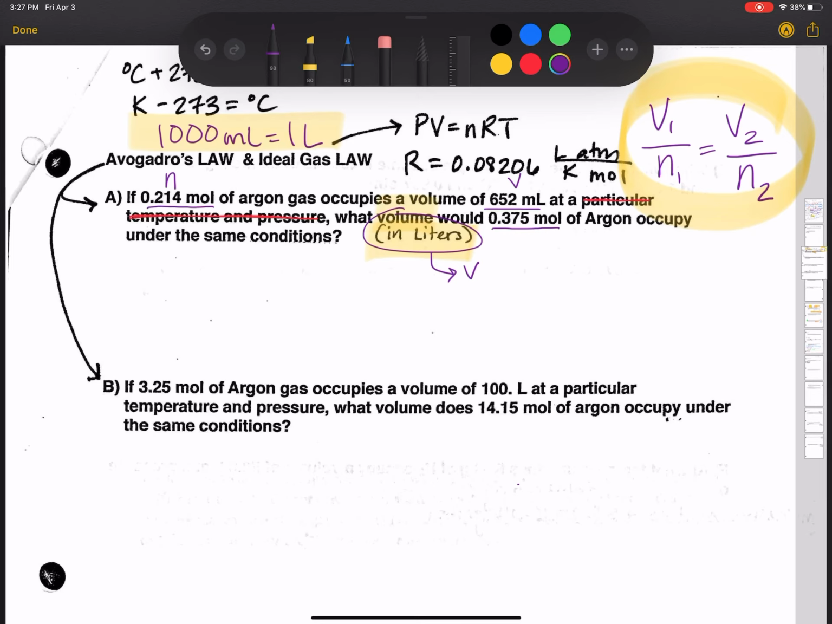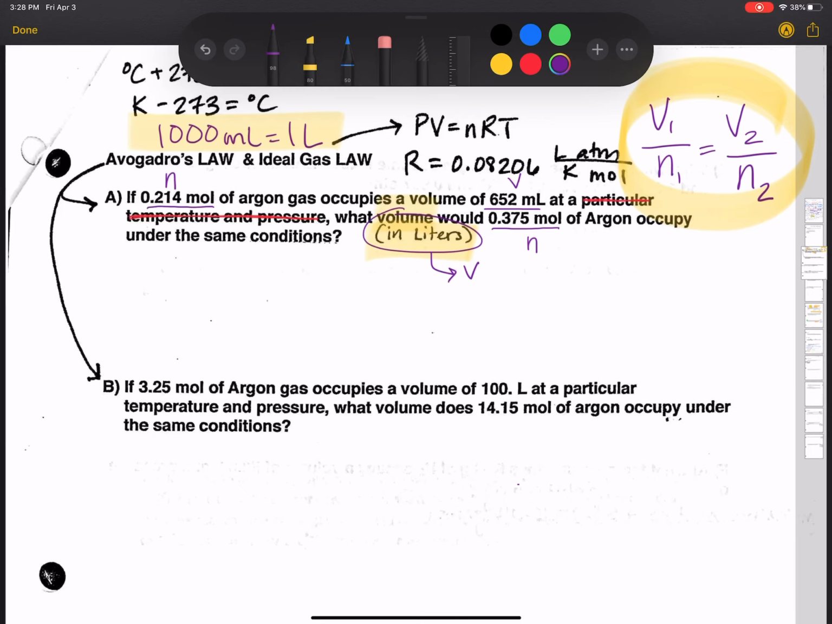What volume would now 0.375 moles of argon occupy under the same conditions? So again, this is going to be N for moles. By the same conditions, they're basically meaning whatever was happening with the 0.214 moles at 652 at a specific temperature and pressure, you've not changed anything else about the scenario. It's still the same setup. You're just now looking for the new volume that's going to exist when your moles change to 0.375 moles.